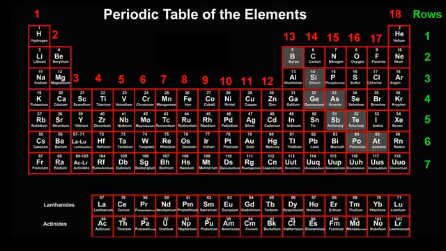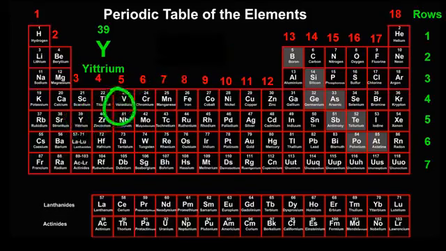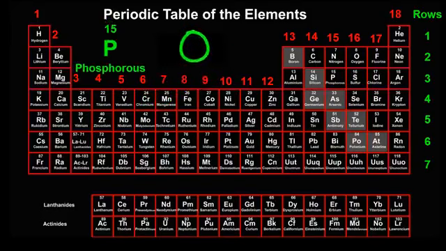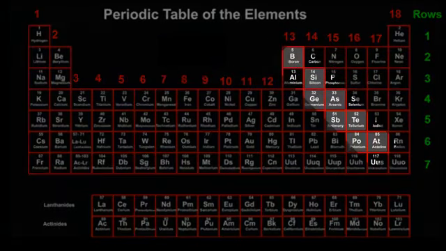Let's try something trickier. Do you reckon yttrium, atomic number 39, would be shiny? It's to the left of the diagonal line, so it's a metal. So it's probably shiny. Would phosphorus, atomic number 15, conduct electricity? It's to the right of the diagonal, so it's a non-metal. Probably not.